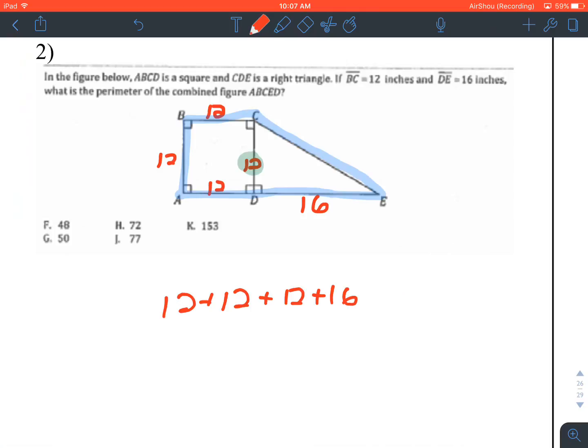So right now we're at 52, which means those cannot be the answer. If you just wanted to estimate, what could the length of this side over here be? It's going to be bigger than 16, and it's going to be bigger than 12. It's not going to be that much bigger. So right now we're at 52, so we need to find this other side. This other side's not going to be 100. That eliminates that. We're down to two choices, 72 or 77.